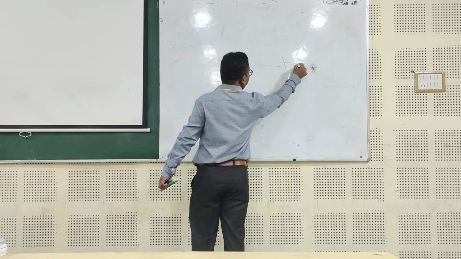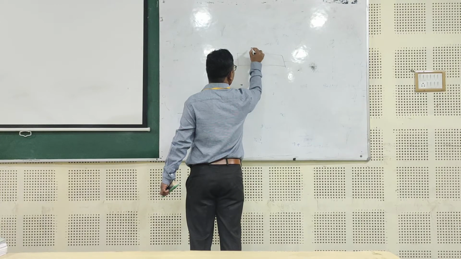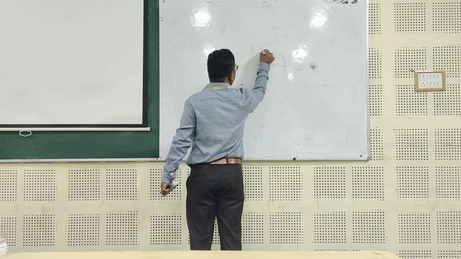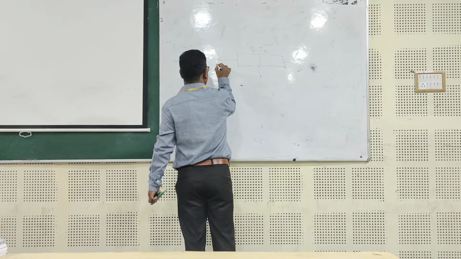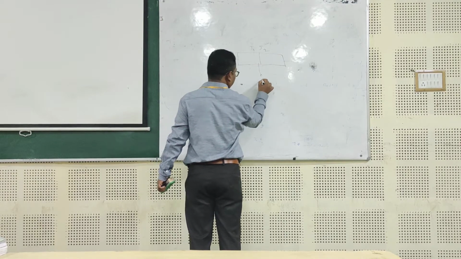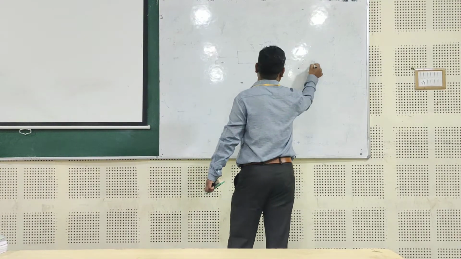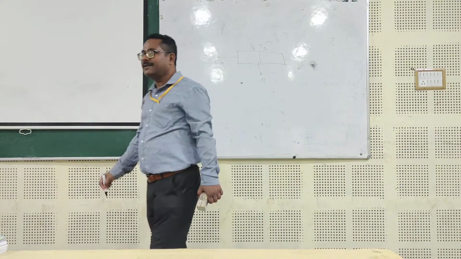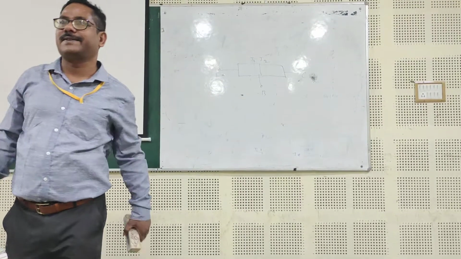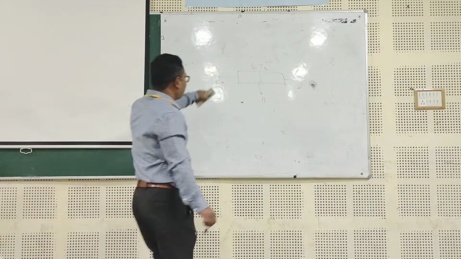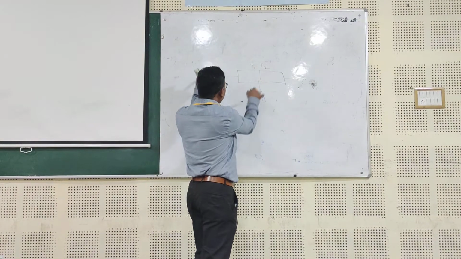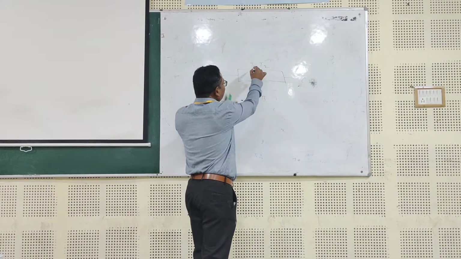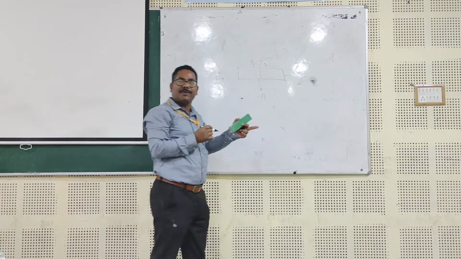Say this is your J1, and this is your J2, and this is your emitter, this is your base, this is your collector. So J1 should be forward biased. Please remember this. This base-emitter diode J1 should be forward biased.